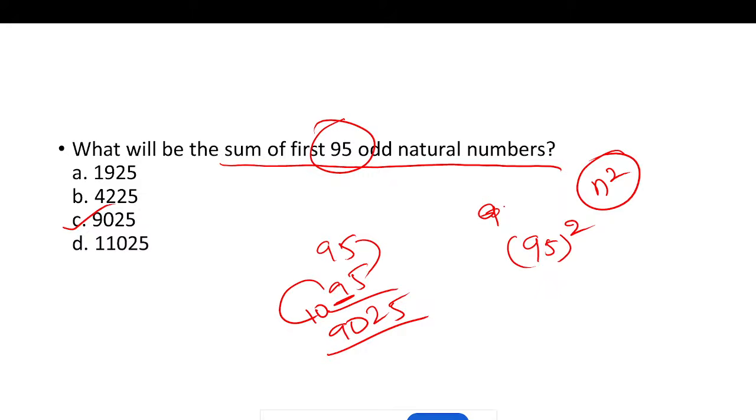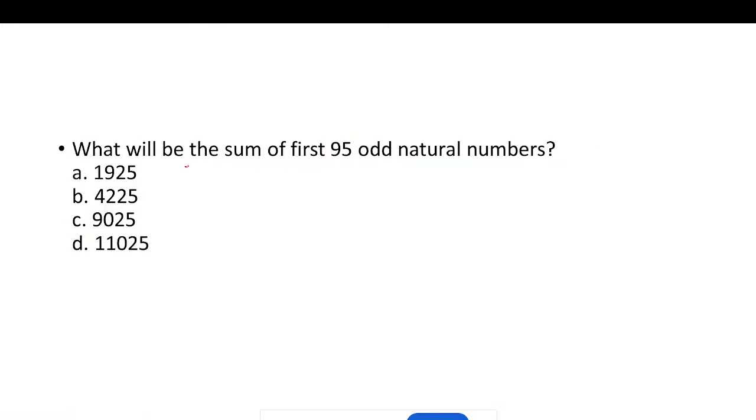Look here, a small change in this question. What will be the sum of first 95 odd natural numbers? Sum of odd numbers is n square. So I hope you got the logic also. 95 whole square is 9025.